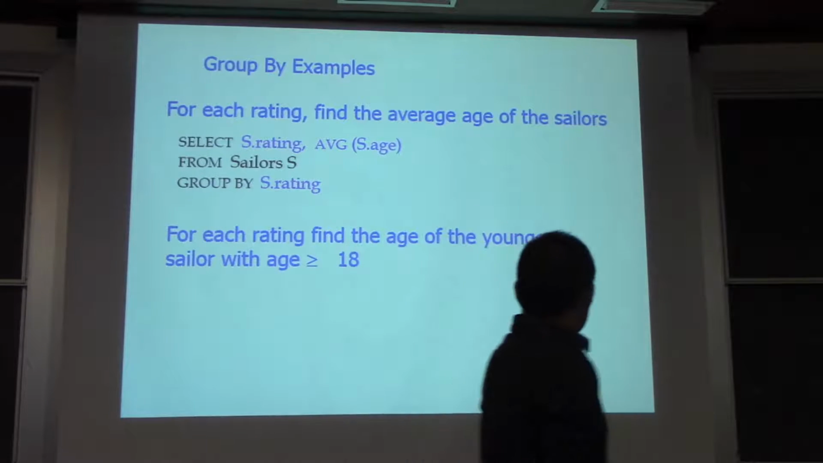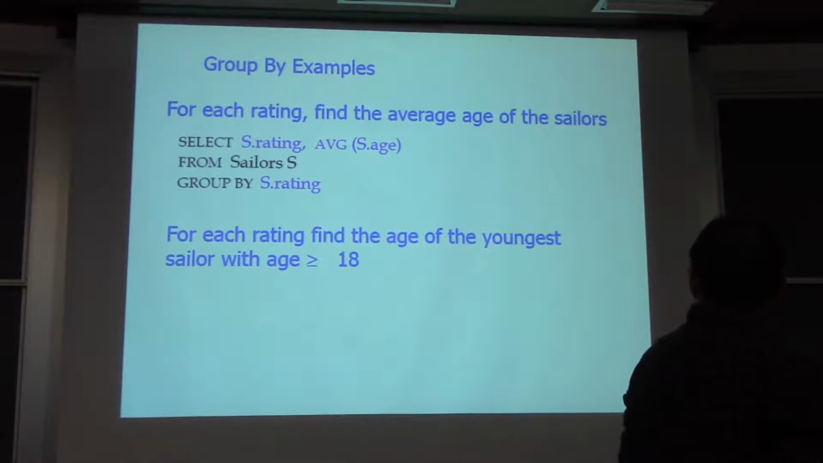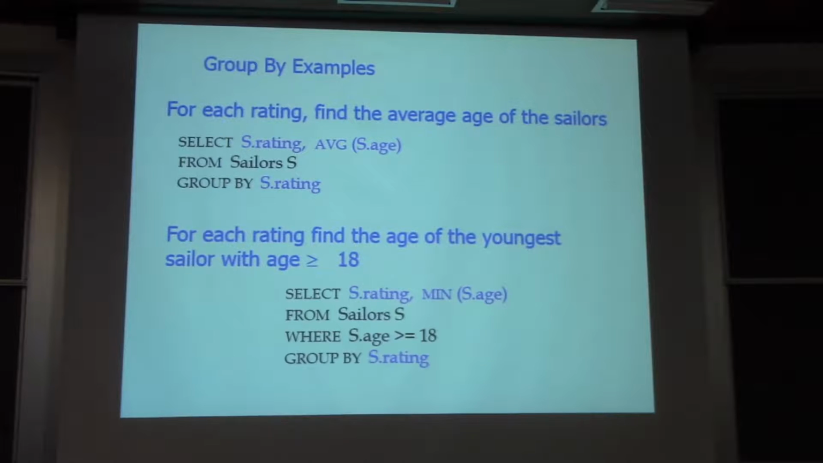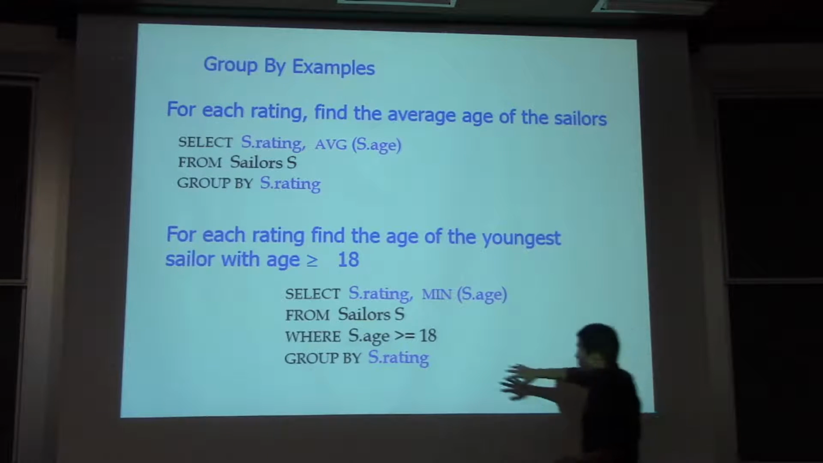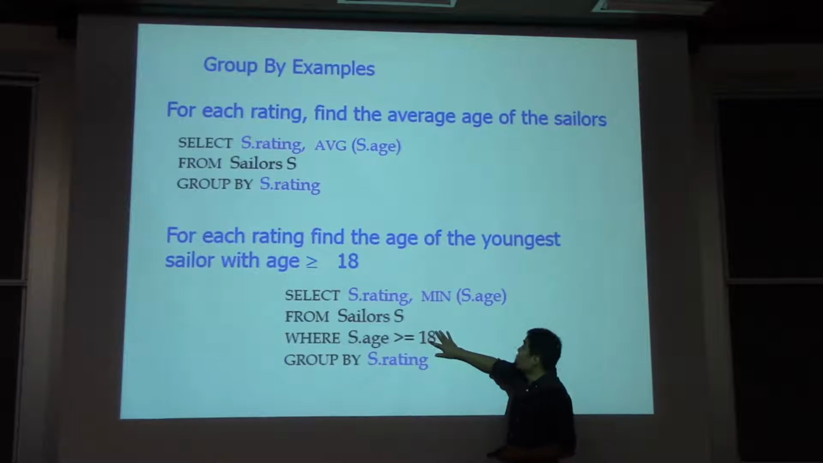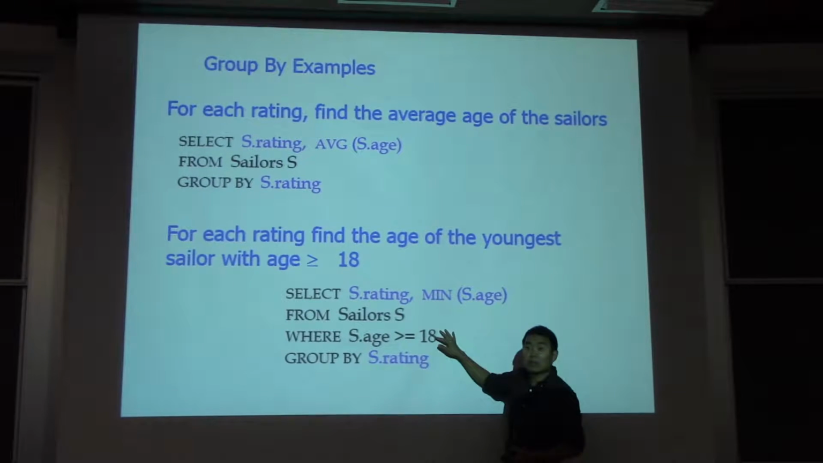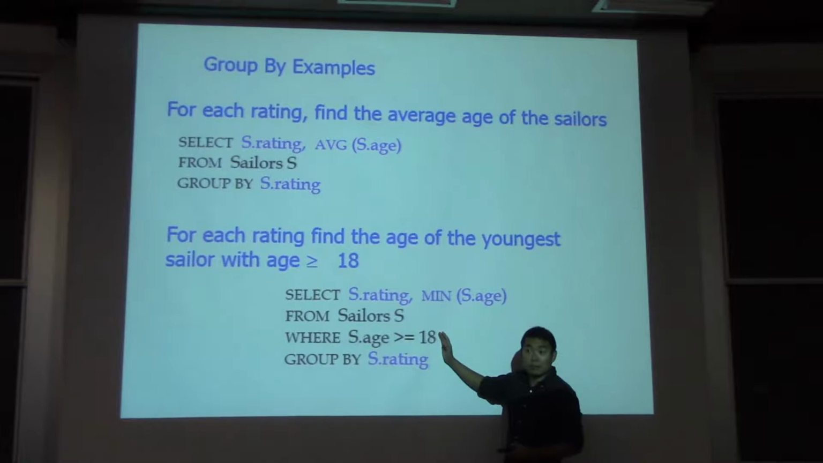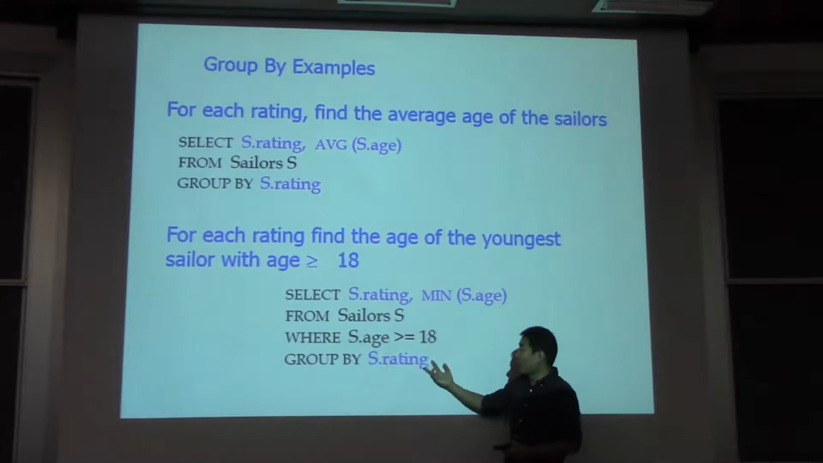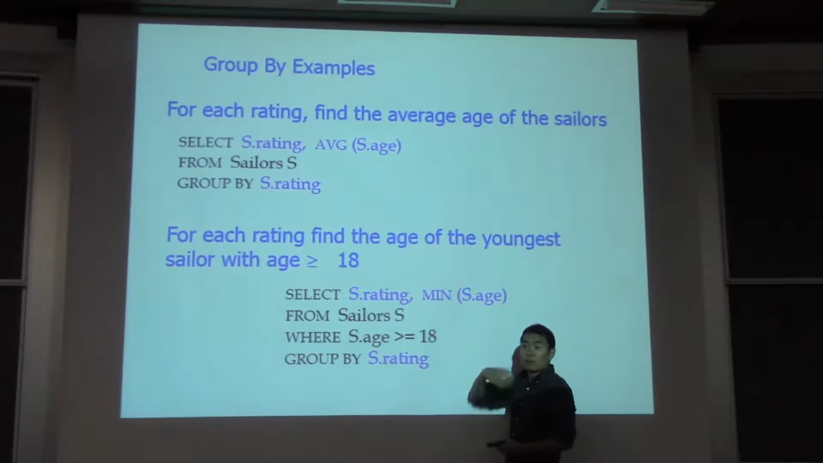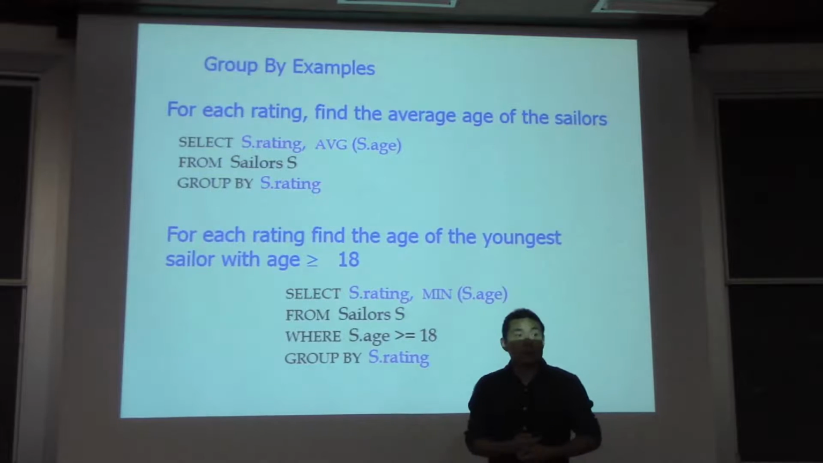For each rating, find the age of the youngest sailor with age greater or equal than 18. Well, before you do the grouping, you can eliminate all the sailors who are younger than 18 years old, because those sailors we do not even consider. For the remaining sailors, I group by the rating and put out the rating value and the youngest age from each group. That's what I want.